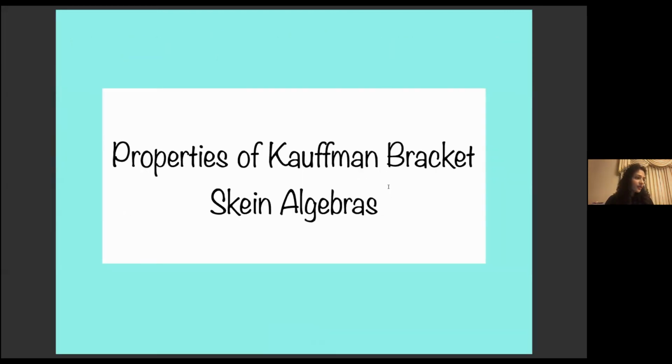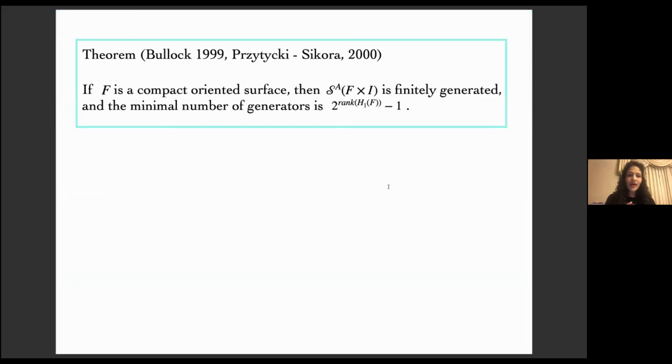Okay, so in the last 10 minutes, I would like to discuss properties of Kauffman-Bracket skein algebras. Hopefully, I'll be able to reach SL2C character varieties. So we saw that the Kauffman-Bracket skein module of surface I-bundles is infinitely generated, but the skein algebra is in fact finitely generated, and the minimal number of generators is 2 raised to the rank of the first homology of F, minus 1. This was proved by Bullock and Joseph and Adam Sikora.